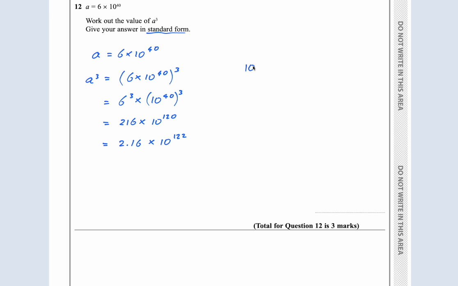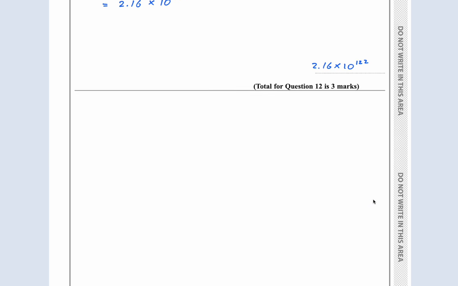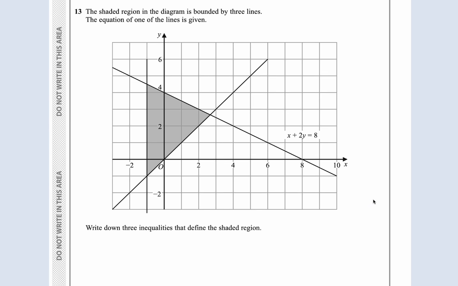Let me just show you over here what I mean. It's 10 to the power of 120 times 100, which is 10 to the power of 120 times 10 squared, add the powers, it's 10 to the power of 122. So that is my final answer. 2.16 times 10 to the 122. Okay, question 13.